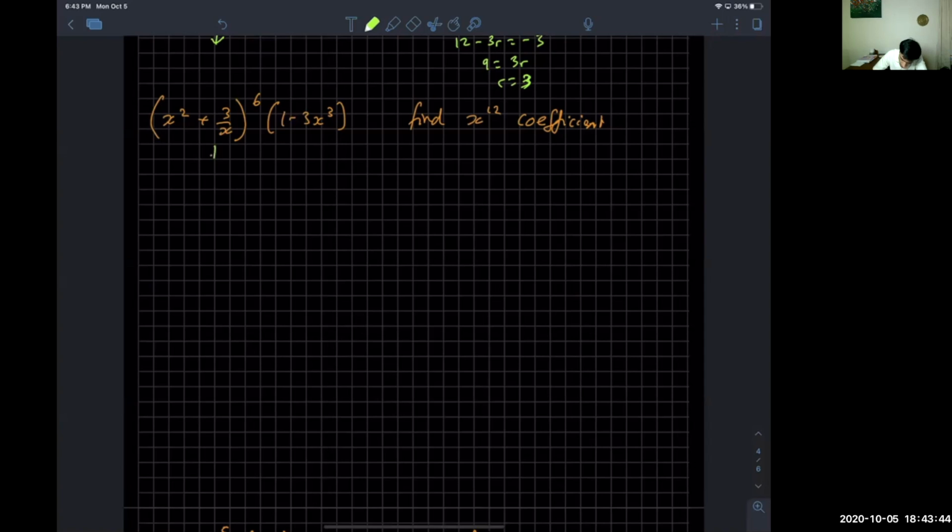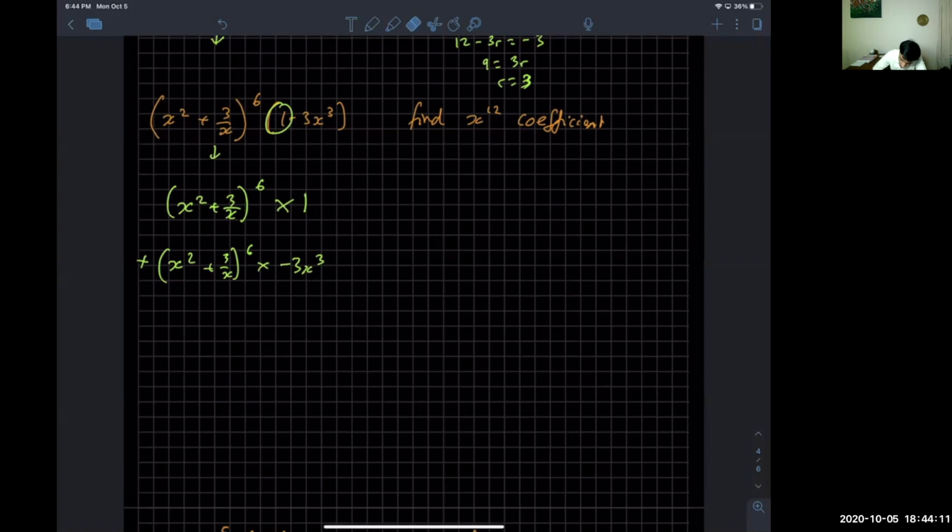Another way to write this is the first term, which is x squared plus 3x plus 6, multiplied by this term here, which is 1, plus the first term multiplied by this term, which is negative 3x cubed. Does that make sense?